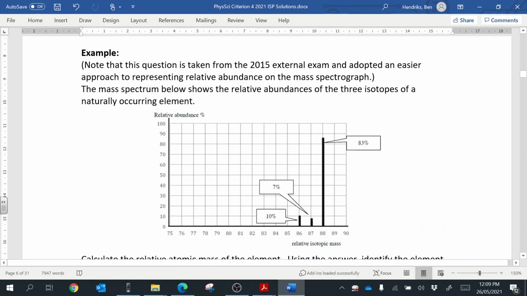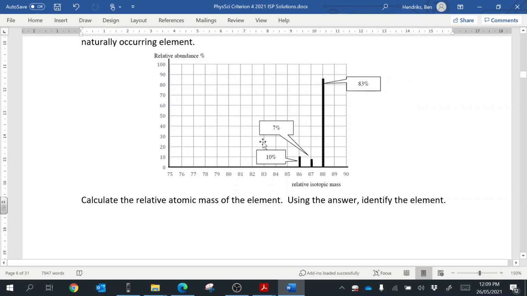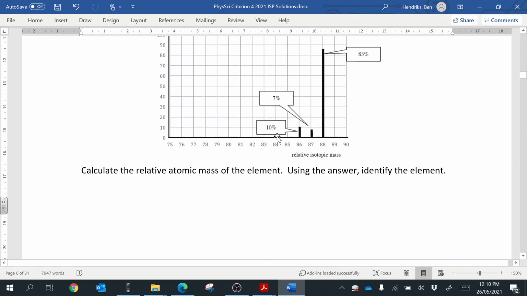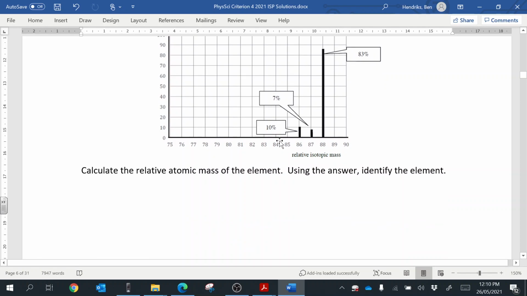Note that this question is taken from the 2015 external exam and adopted an easy approach to representing relative abundance on the mass spectrograph. The mass spectrum below shows the relative abundances of the three isotopes of a naturally occurring element. First of all, we want to calculate the relative atomic mass of the element, and luckily they've put in what the values of all of the different percentages are.